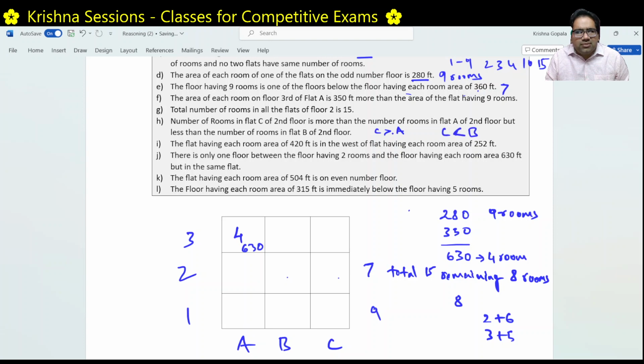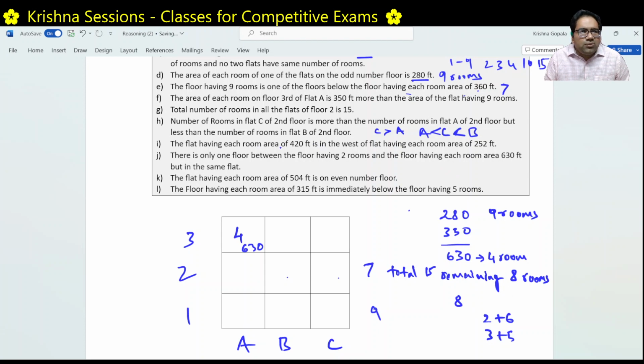What does that mean? Let's combine both of these. C is less than B, C is greater than A. That means this is the equation, right? A less than C less than B. This is the equation, right? But we don't know. A, C, B are one of these: 2, 6, 7 or 3, 5, 7.